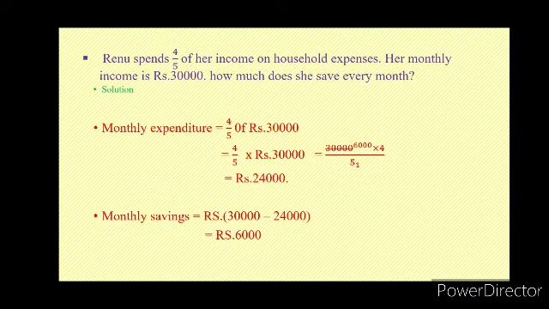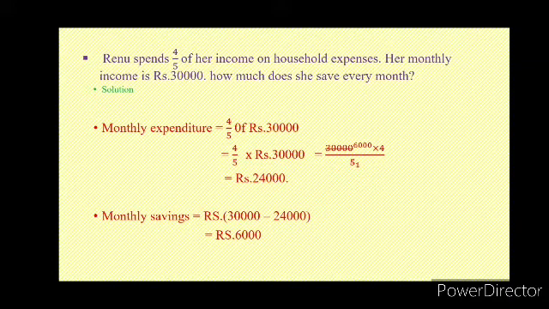So monthly expenditure is 4 by 5 of rupees 30,000. We know that "of" represents multiplication. So 4 by 5 into 30,000. So the numerator is 30,000 into 4 and the denominator is 5. Cancelling in the 5 table, 6,000 times 4, we get rupees 24,000.